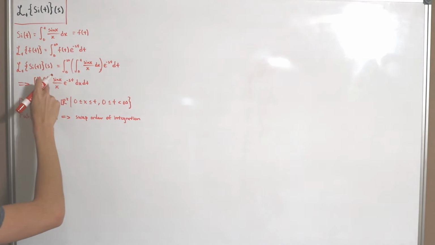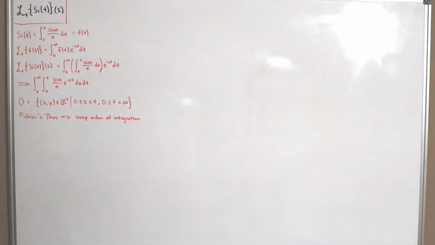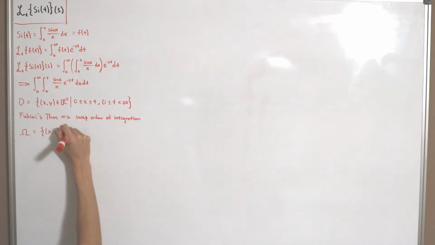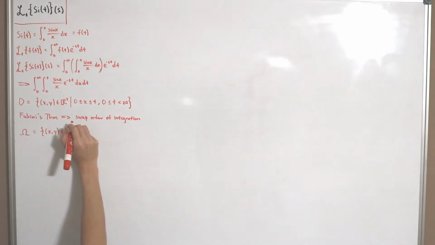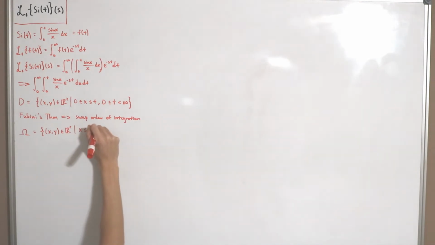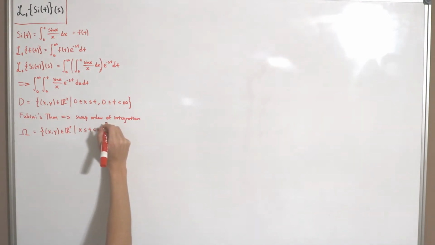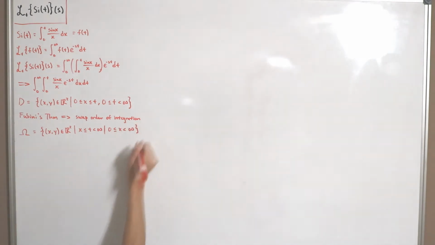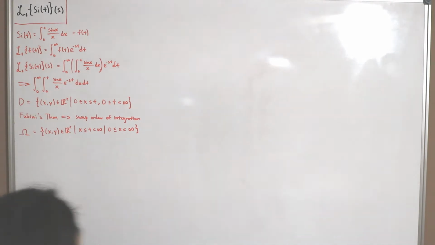This does not mean that 0 to t goes to the back and 0 to infinity goes to the front. That's not how the swapping works in this case, so you have to be careful here. If you manually do the swapping of integration, you get a new domain, which I'll call omega, defined as the following set. We still have our x and y Cartesian coordinates, but this time with new bounds: x is less than or equal to t, which is less than infinity, and 0 is less than or equal to x, which is less than infinity.